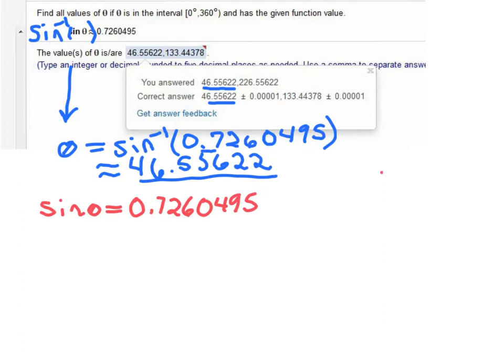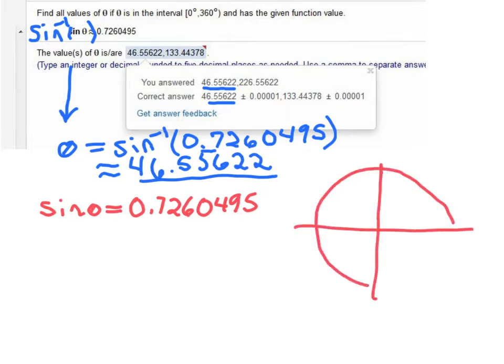if you picture the unit circle, sine is given by the y-coordinate on the unit circle, so I need to think about when the y-coordinate is about 0.726. I'm just going to put 0.7, because I don't want to squeeze in all the digits there. That's going to occur twice as we rotate from 0 to 360 degrees around this unit circle.